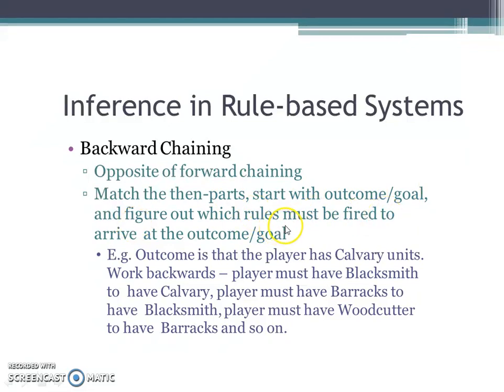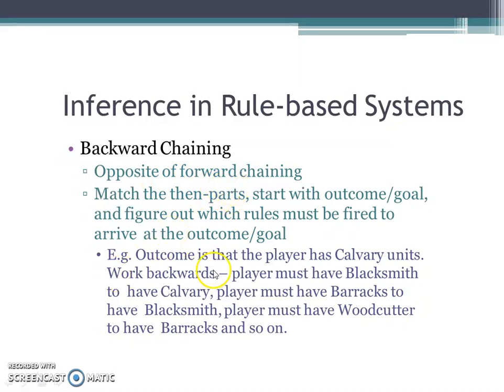So that means now we are looking differently. We are checking the goal, that means the then parts, and once we know that the then part matches our goal, which is the conclusion that we want to match, then we would know that the if parts will probably be true.